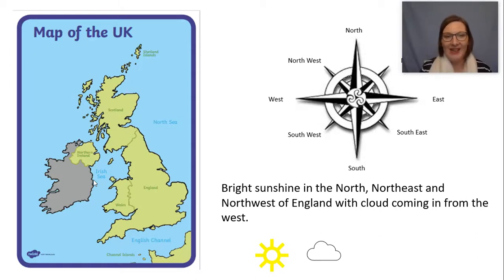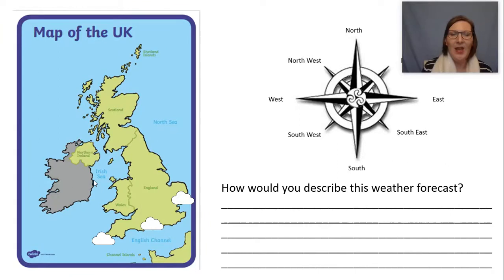Okay, let's see. I would have sun in the north, northeast, northwest. Okay, and then I would have clouds coming from the west. And here they are. Now then, I've got cloud and it's down here. Is this on the south? Is this on the east? Is it north? How would you describe this weather? What could you say? So you can pause the video here and have a go at completing that now.